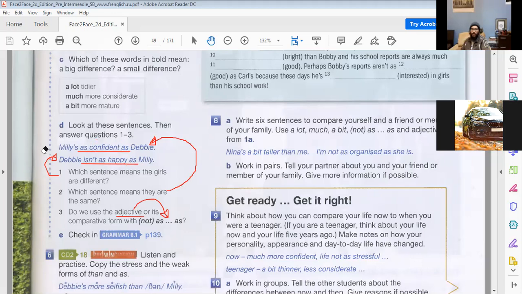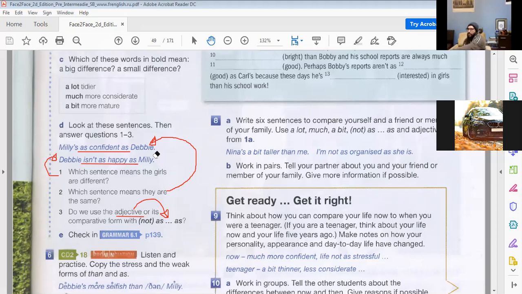So we have Millie's as confident as Debbie. What does this mean exactly, Salma, when we say Millie's as confident as Debbie? Can you explain it in another way? Millie's as confident as Debbie. Do they have the same confidence, or are they different? Or do you think one of them is more confident than the other? What do you think, Salma? Can you repeat your question?